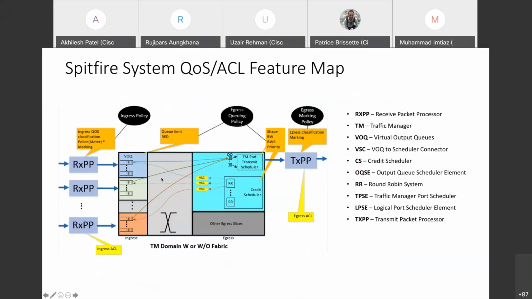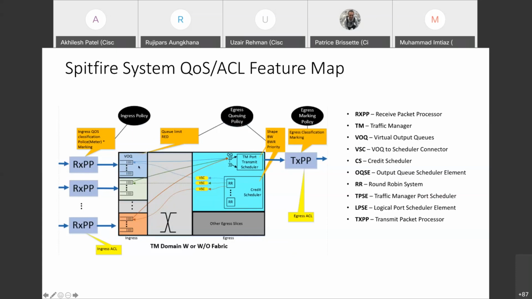This is again at a high level. We have a little bigger view over here. This is not a discussion about packet flow in the system, but just an example that there is an RxPP, receive packet processor, before we hit the VOQ, and any ingress QoS classification or marking happens on the RxPP. Once we have classified or marked the traffic, it goes to the VOQ. Within the VOQ, if we configure the queue limit, that happens there.